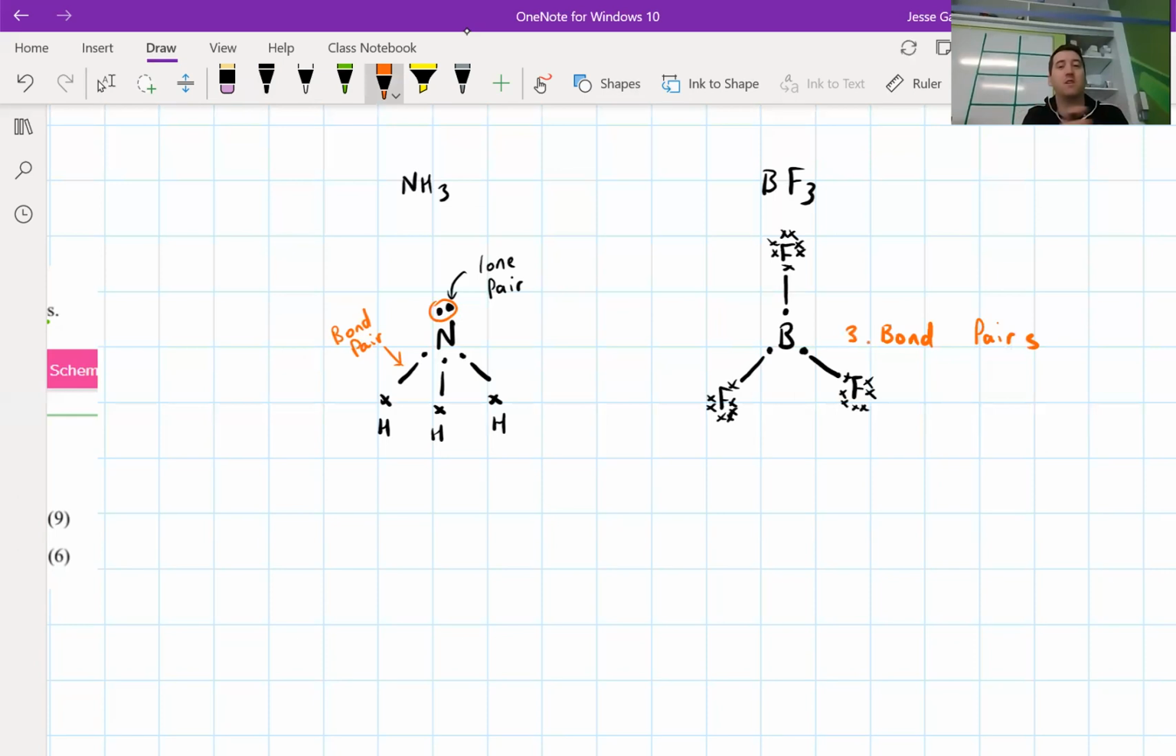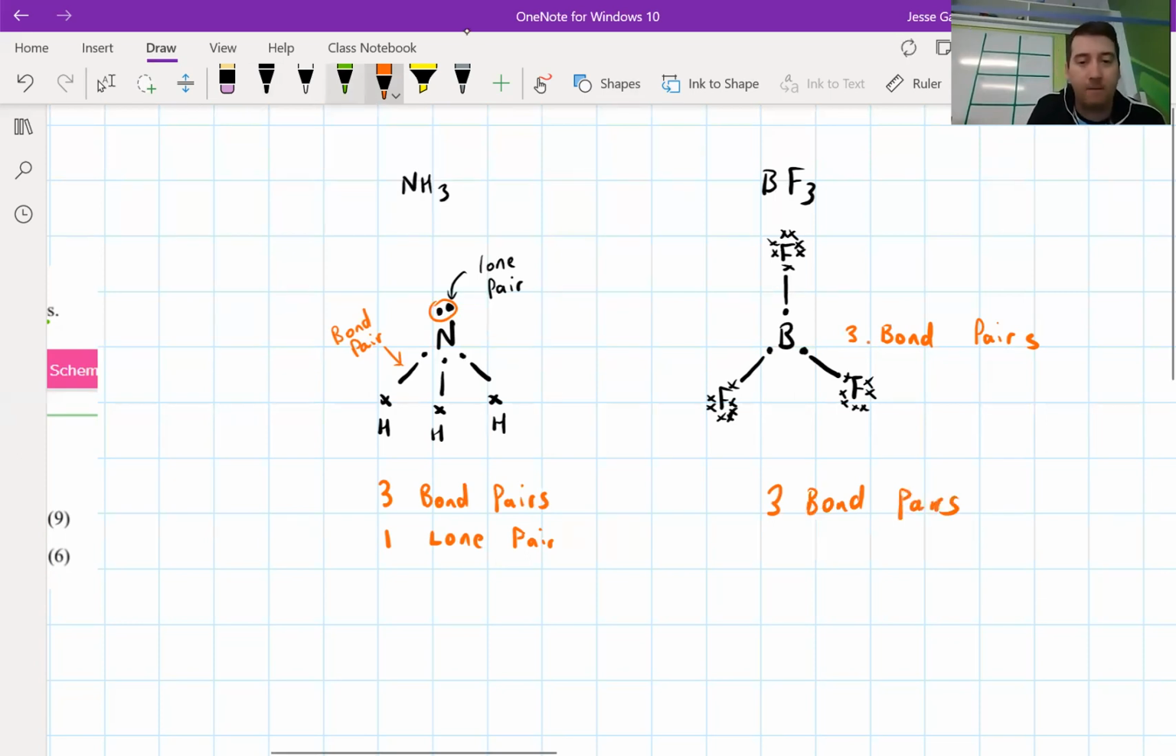And this is the key reason for the difference between these two molecules. We say that NH3 has 3 bond pairs and 1 lone pair, whereas the boron trifluoride only has 3 bond pairs. And it's this lone pair that changes the angle.